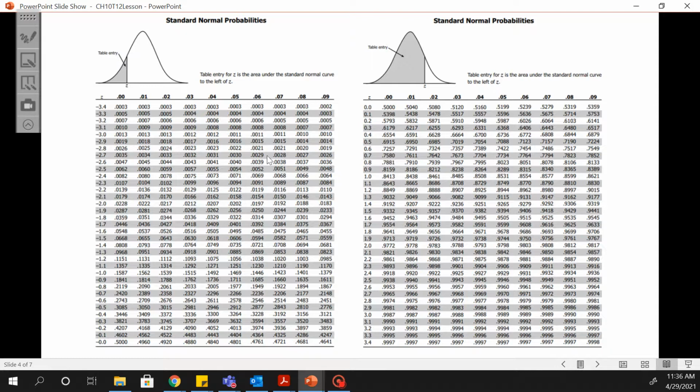Once we have that score, we can reference something called a z-table. A z-table will tell us exactly how much of the data is below that particular z-score.